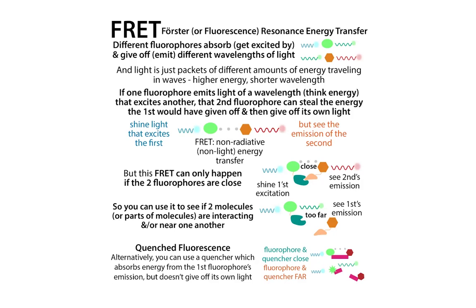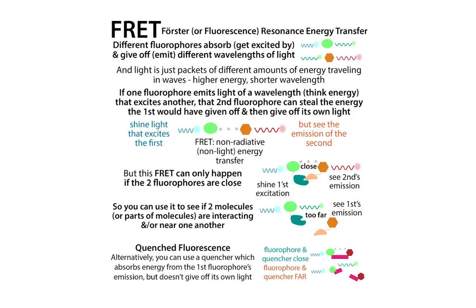So remember, FRET stands for Förster, or Fluorescent Resonance Energy Transfer. Basic idea is you have two molecules that are fluorophores. So remember, a fluorophore is something that can absorb light at one wavelength and then give off light at a different wavelength. What happens with FRET is that the first molecule is going to give off light that has an energy that is what excites the second molecule.